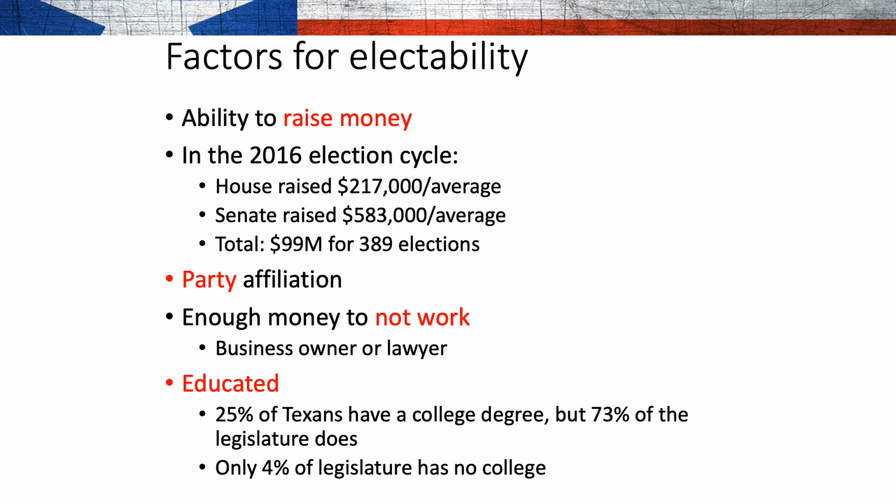In the 2016 election cycle, the Texas House raised $217,000 for their campaigns on average, and the Senate raised $583,000 for their campaigns on average. For 389 elected seats, $99 million was spent on electing our legislature. You have to be affiliated with a party. That just gives you a lot more power and a lot more built-in voters.